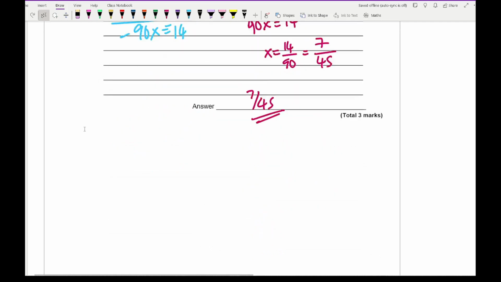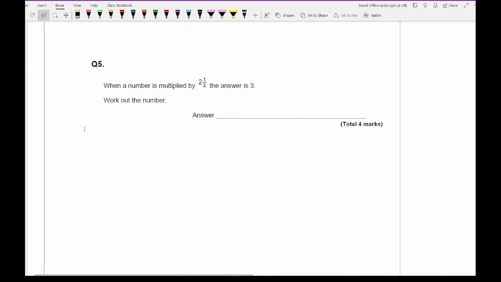Then moving on to question 5, it says when a number is multiplied by 2 1/4, the answer is 3. What you want to try to do with these questions, not that it makes a difference, is put a box for the number you've got, multiplied by 2 1/4, the answer is 3.